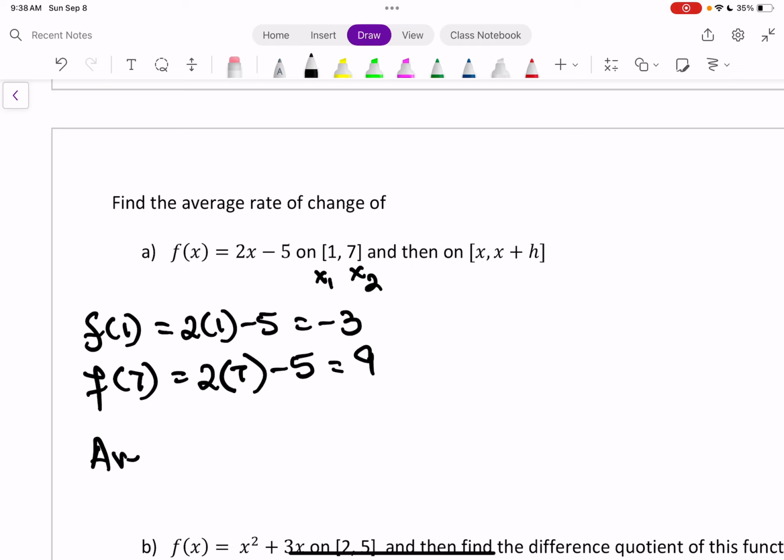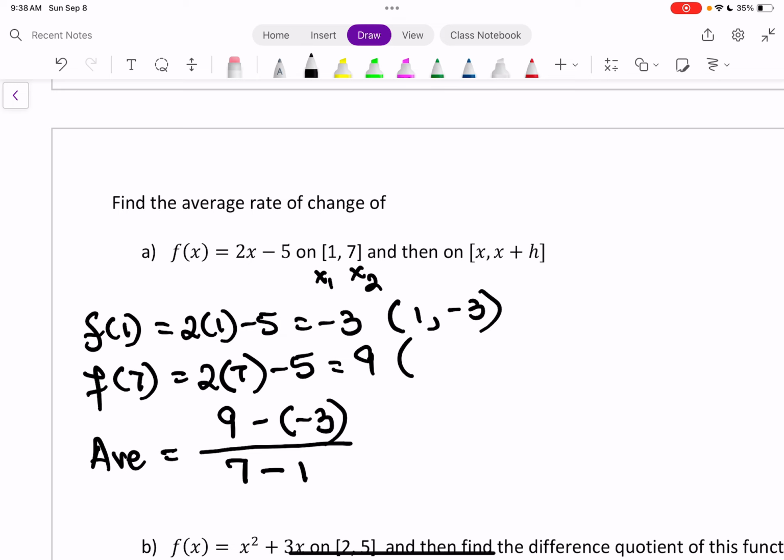So on average, the average change is going from -3 up to 9. The points here are: if x is 1, we found y to be -3. If x is 7, we found y to be 9. So -3 all the way up to 9, that's 12 units. And from 1 to 7, that's 6 units. So here it is. On average, this function is going 2 units up for every one to the right.